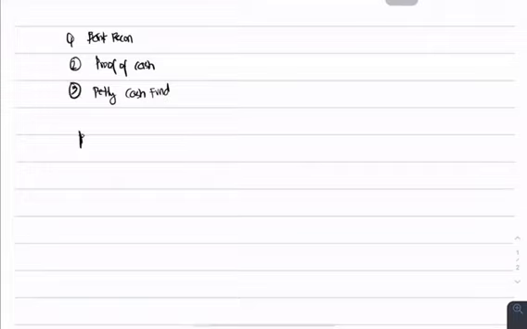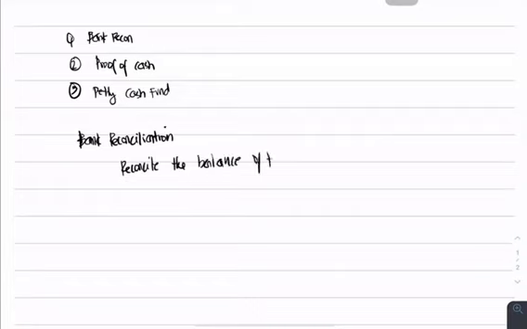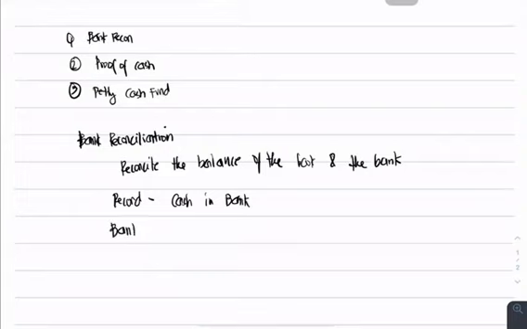So we start first with bank reconciliation. In bank reconciliation, we try to reconcile the balance of the book and the bank. So this happens if ever our cash is maintained in a bank. Of course, in our record, we have your cash in bank. So per bank, we have this bank statement, which gives you the bank balance.